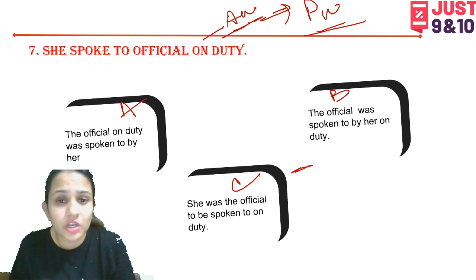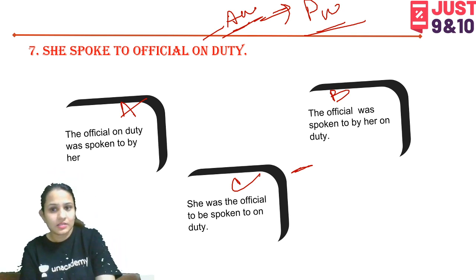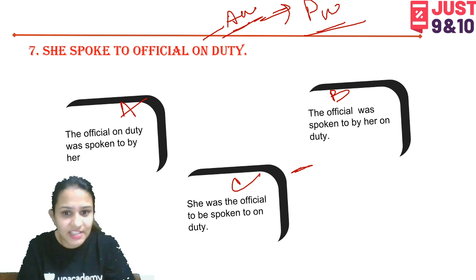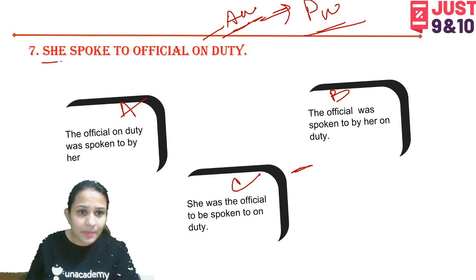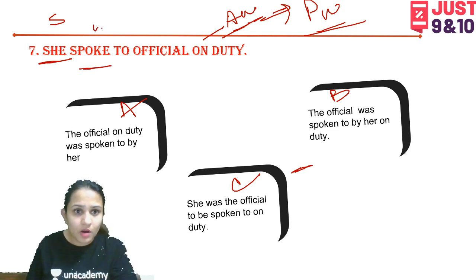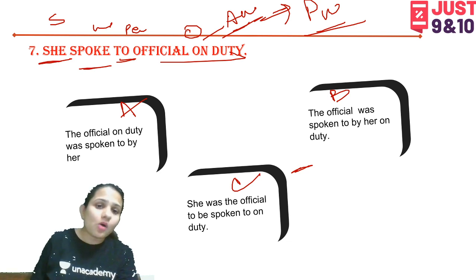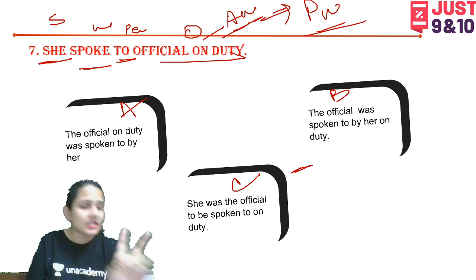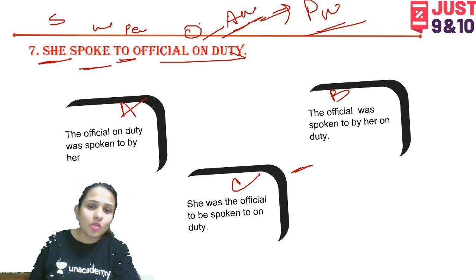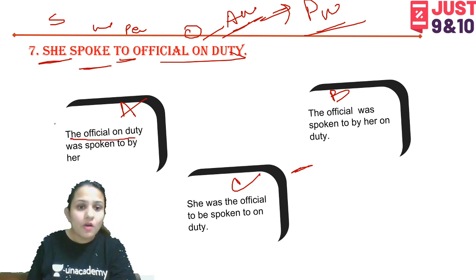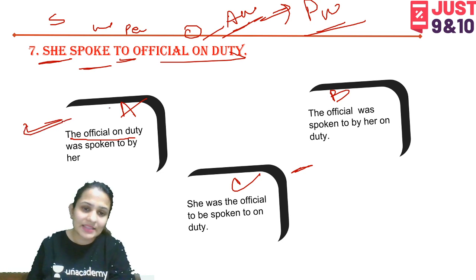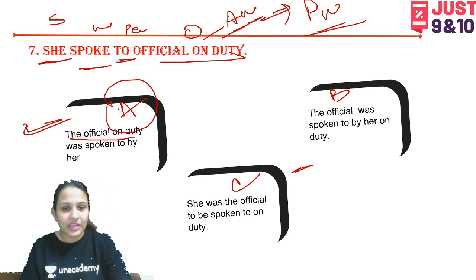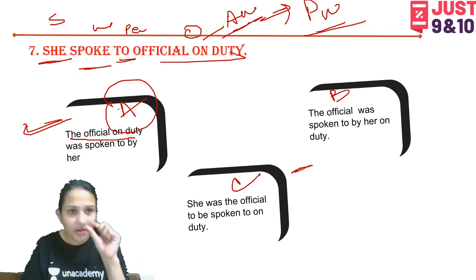She spoke to the official on duty. So which tense is this? This is a simple past tense. So this is the subject, this is the verb, this is the preposition, and this is the object. The official on duty is one unit. As we all know, when we convert active voice into passive voice, the object and subject interchange. So the official on duty was spoken to by her. A is the correct answer. The official on duty was spoken to by her. All right.